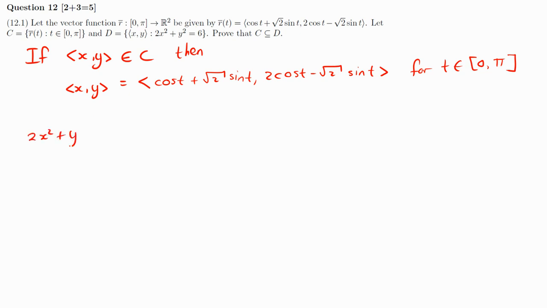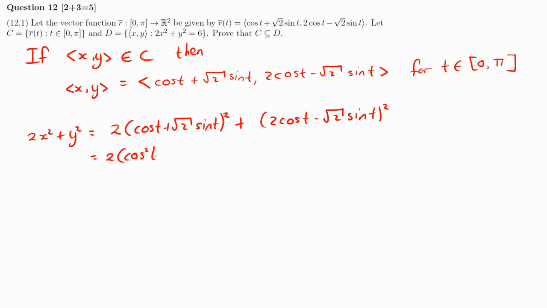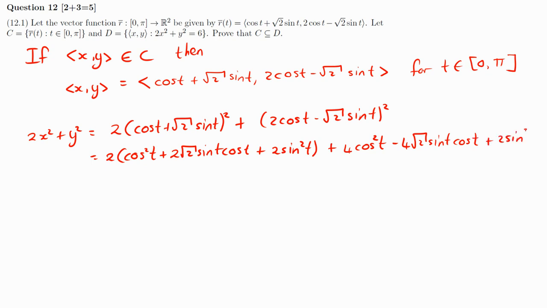So 2x squared plus y squared will then be equal to what? 2 times cos of t plus square root of 2 sine t, everything squared, and then we add the y component squared, which is 2 cos t minus square root 2 sine t, squared. So this will just be cos squared t plus 2 square root of 2 sine t cos t plus 2 sine squared t. Adding with this, so this will be 4 cos squared t minus 4 square root of 2 sine t cos t plus 2 sine squared t.